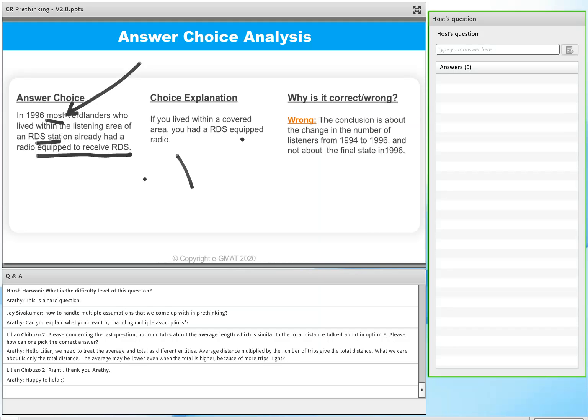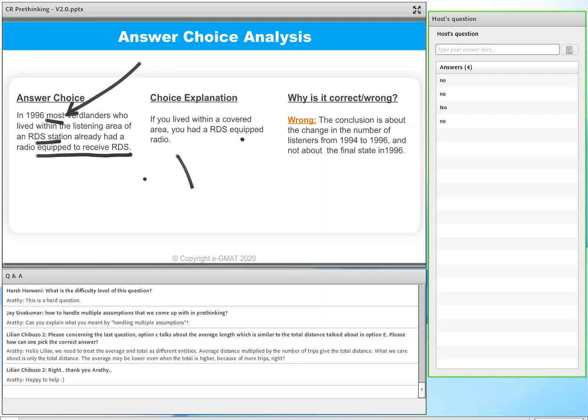Can the conclusion not remain true if 20% owned an RDS radio in 94 and 20% owned an RDS radio in 96? Is it required that 70% or 60% or 51% own that? Is that a must requirement? Yes, no? No, it's not a must requirement. The conclusion is going to hold true even if 20% of people had an RDS radio in 94 and the same 20% had an RDS, or another 20%, which could be a different 20%, but as long as it's 20%, it doesn't matter. You don't need it to be most.